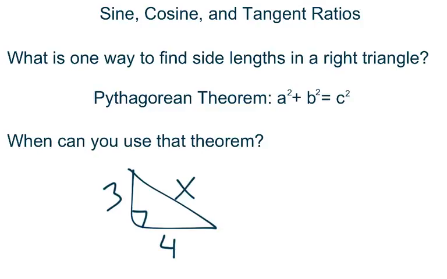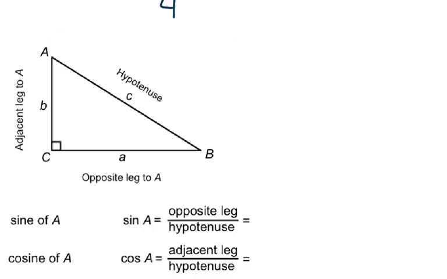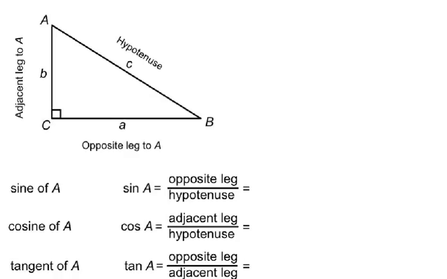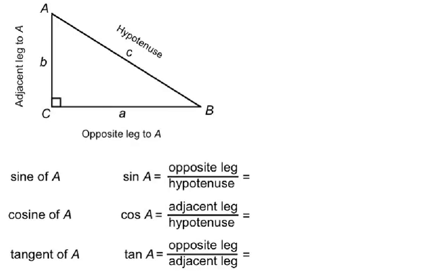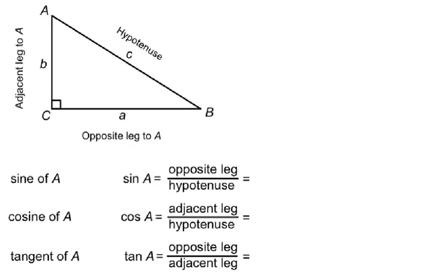Well, what happens if you don't know two sides? Let's take a look at that. We have this little diagram here. This is what we're going to use if you don't have two of the three sides. In this case, you're going to have one side length and one angle measure besides the 90 degrees, and that's going to help you find another side length.